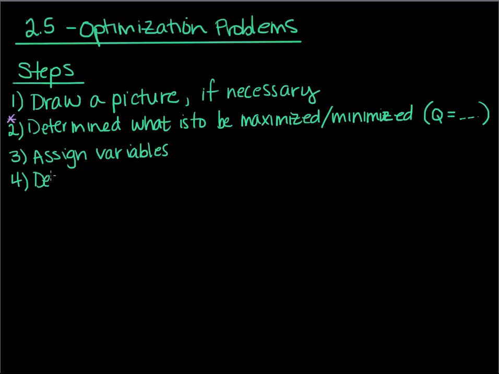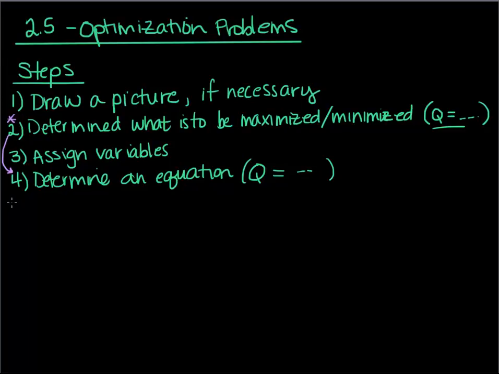And then what do we do with those variables? We write an equation for those variables. We want some way to relate those variables, and that's going to be this Q right here. So this equation relates to this number two right here, okay? We want to know what it is that we need to maximize or minimize, and we want a function or an equation that is going to do that for us.